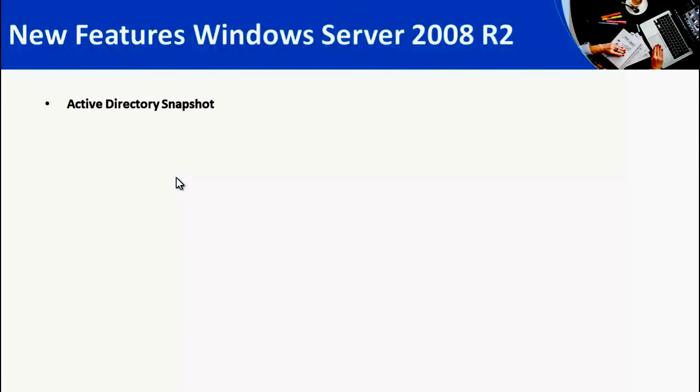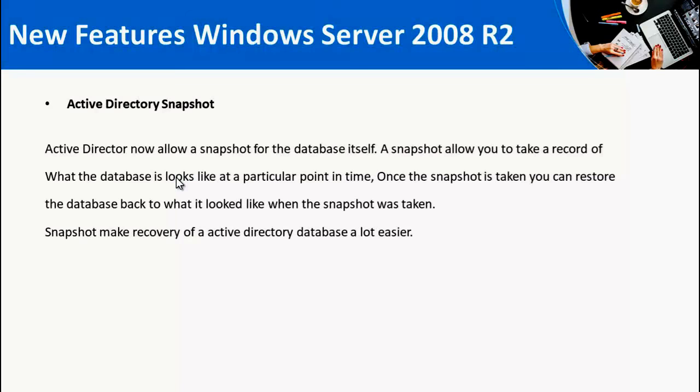The next is Active Directory Snapshot. This particular feature is new: Active Directory now allows a snapshot of the database itself. A snapshot allows you to take a record of what the database looked like at a particular point in time. Once the snapshot is taken, you can restore the database back to what it looked like when the snapshot was taken. Snapshots make recovery of an Active Directory database a lot easier.